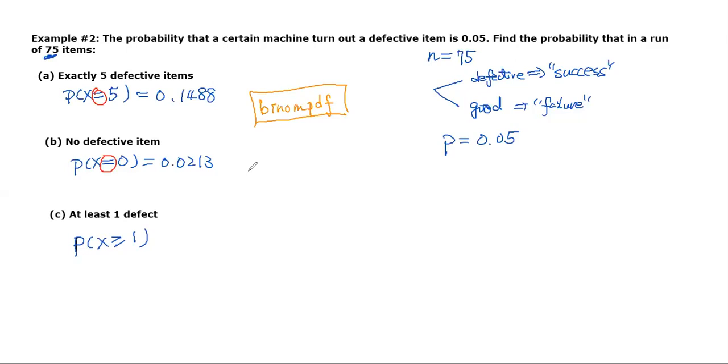I'm asking you questions. I hope that when you watch this video, you will answer me, in your mind, or you can speak out loud if you are by yourself so no one thinks you are weird. You can say it's 1 minus the probability of x equal to 0. We already got x equal to 0 from the previous one. So it's 1 minus 0.0213, and this gives us 0.9787. Here we use a binomial CDF.